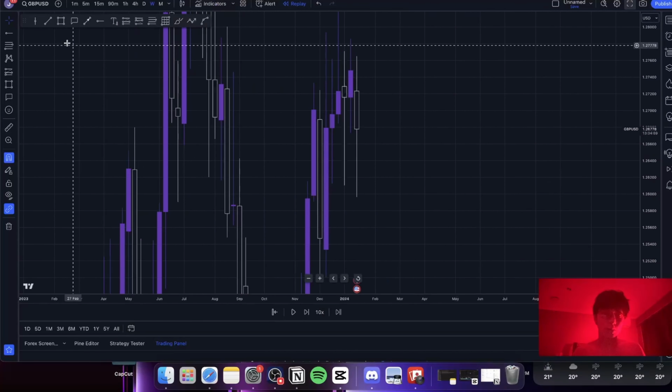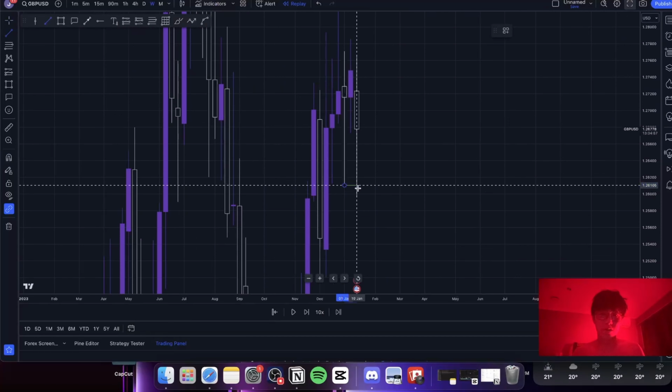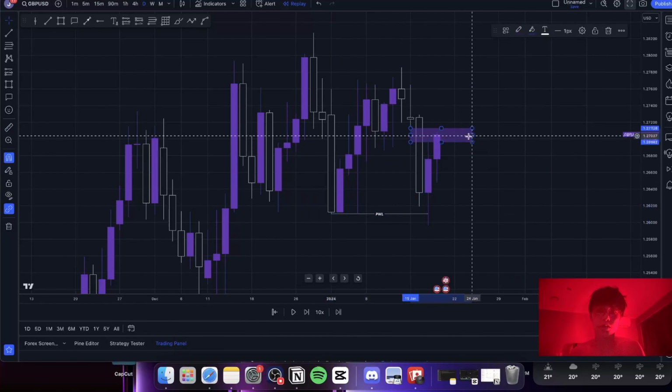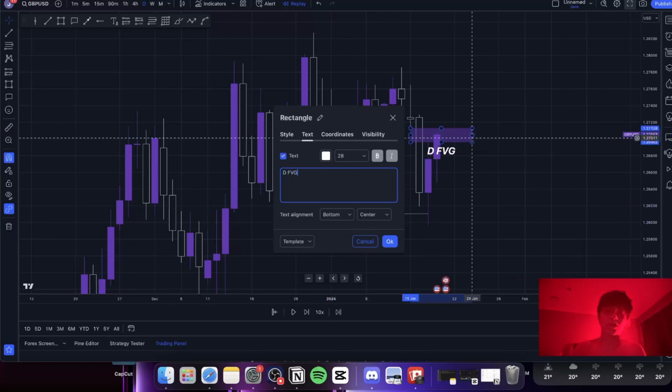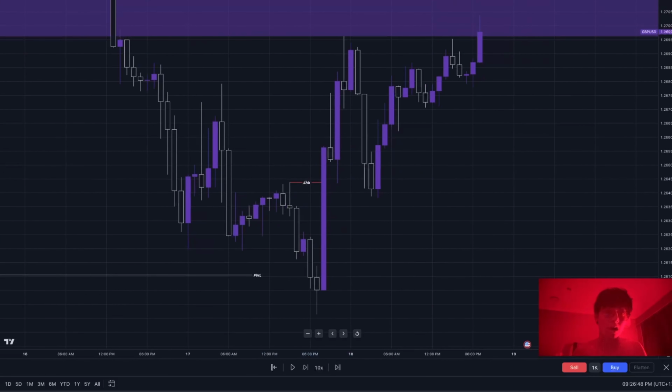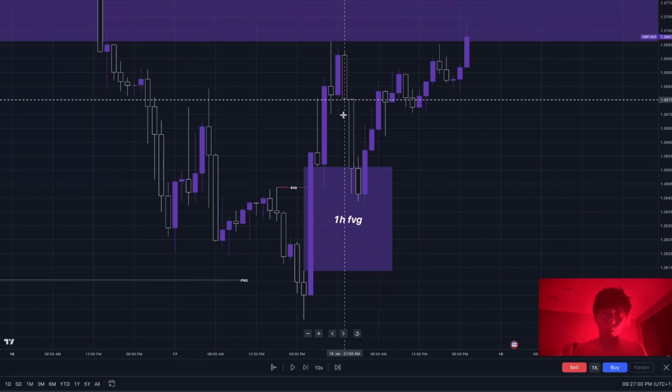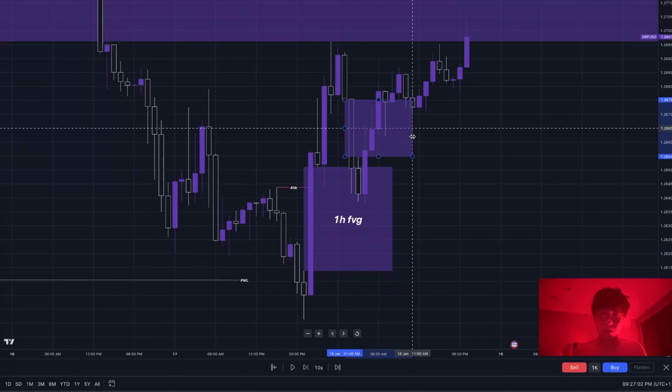So on the weekly, we took out the previous weekly low right here. So after we took out the previous weekly low right here, I realized we had a nice daily fair value gap that I wanted to see price retrace into. So after we broke structure on the 4-hour, I noticed that we were also holding a nice 1-hour fair value gap throughout here, and we were also playing off another 1-hour fair value gap right here.